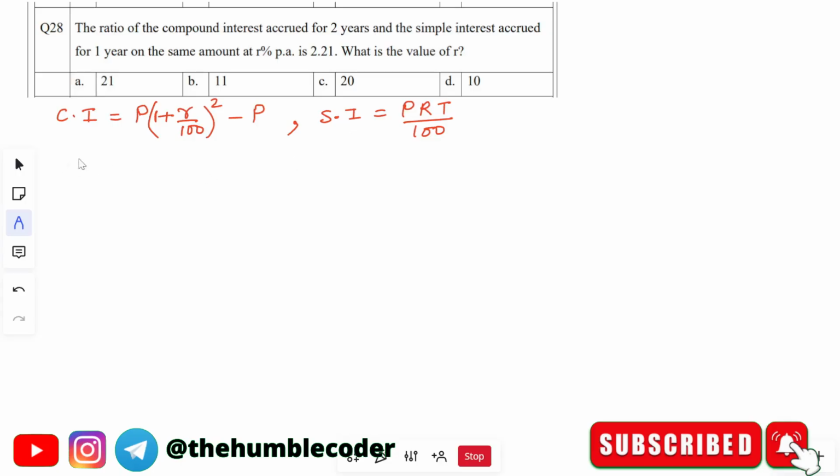Okay, so see, in the question what is given to us is compound interest for 2 years, which means compound interest for 2 years. Okay, for this we will write down the formula now.